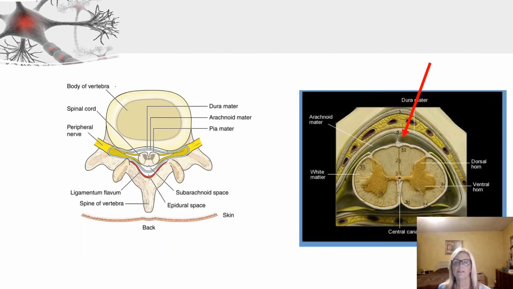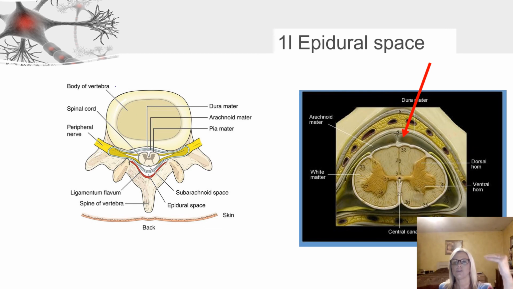Epi usually means above, and so epidural space is the space between the dura mater and the vertebral wall. All right, space between the dura mater and the vertebral wall. So we could say it is above the dura mater. So you can imagine the dura mater is going to, remember, be this outside layer right here, and so this is the epidural space.